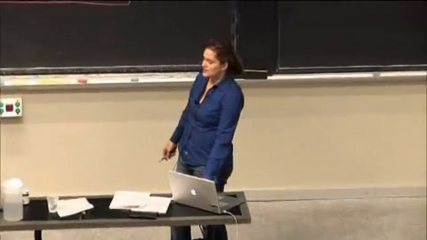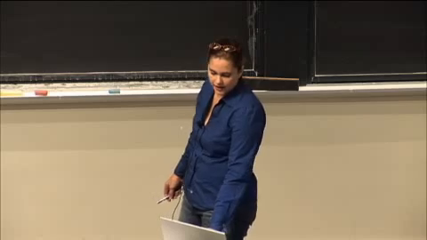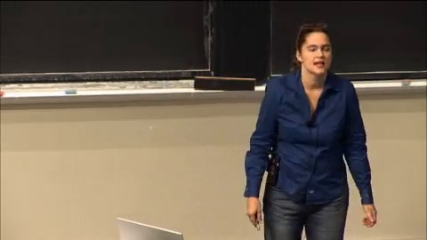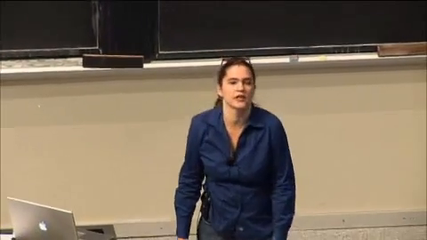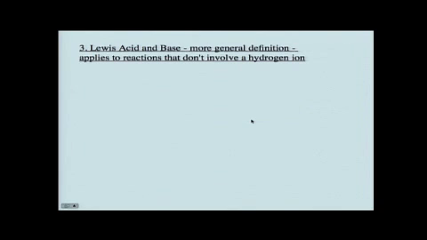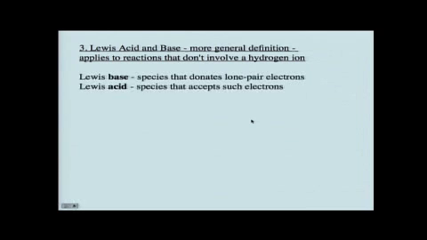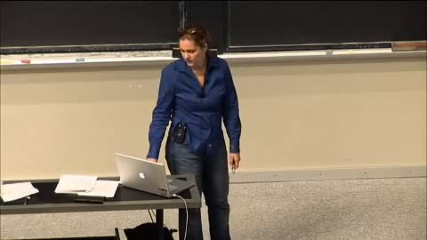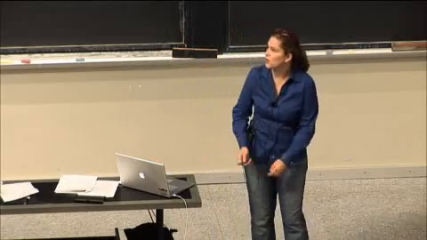So now let's consider a broader example of acids and bases. And these are Lewis acids and bases. And we're going to come back to this around Thanksgiving time when we talk about transition metals. And so here it's really broad. We're not even going to talk about a hydrogen ion at all. So in this case, we're talking about a Lewis base as a species that donates lone pair electrons. And a Lewis acid is a species that accepts such electrons. So here would be an example.